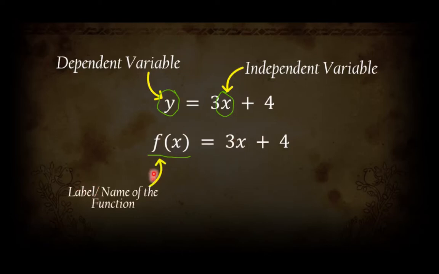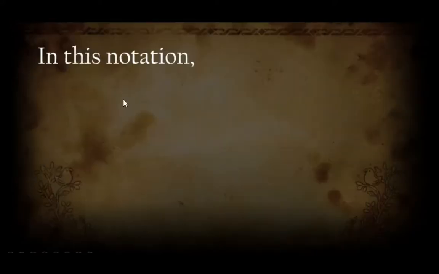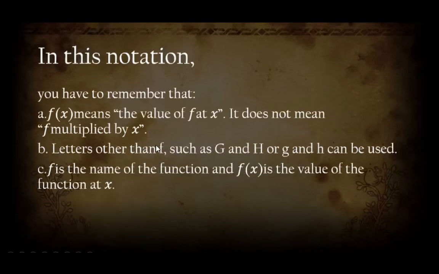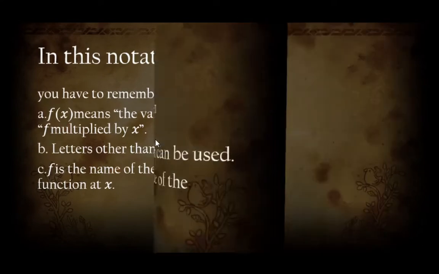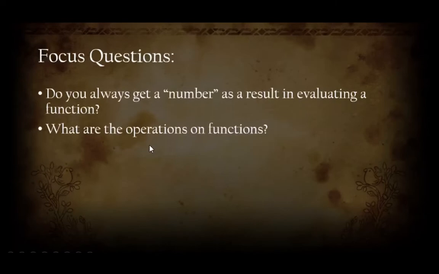So, we label them, same as above: the label or name of the function. Also, the function notation is x and the independent variable is also x. So, their parts are the same. And in this notation, you have to remember these things. These are the things I mentioned earlier, the characteristics of f of x. So, moving on, we have focus questions that need to be addressed.